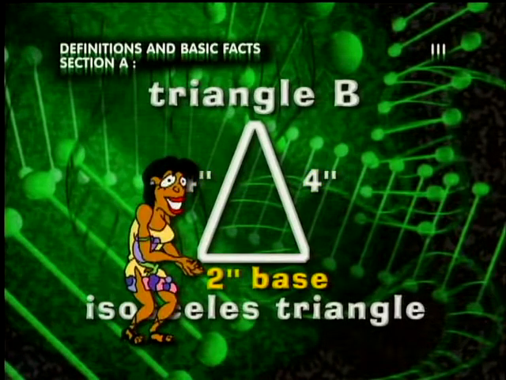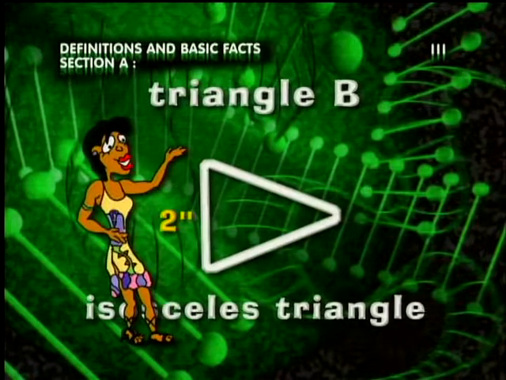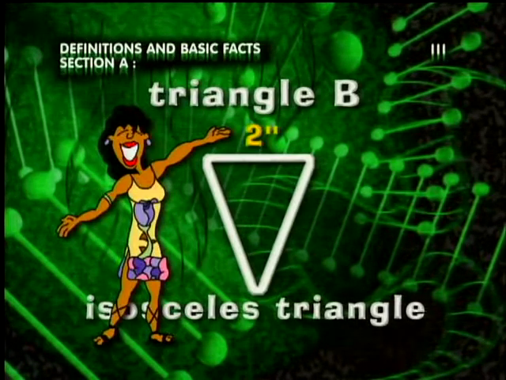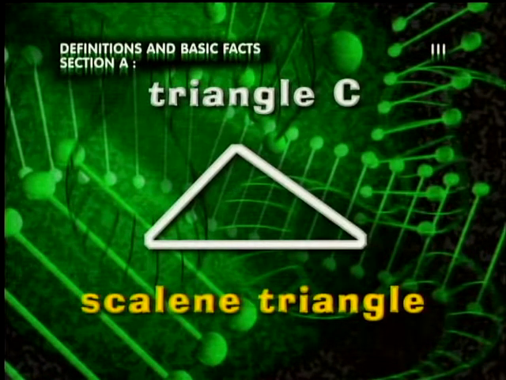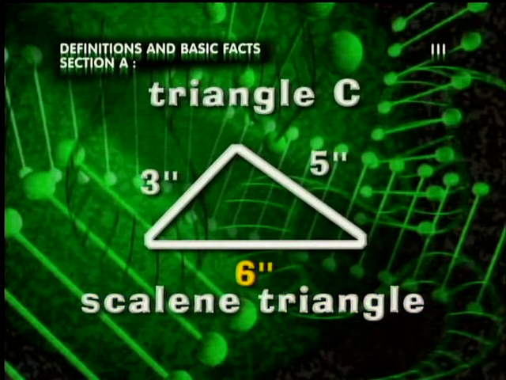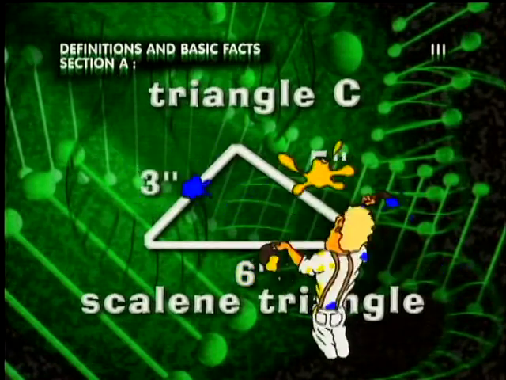We call the other side the base. The base can be on any side. Like, if we turn triangle B on its side or upside down, its base is still 2 inches. Triangle C is scalene, which means it has no congruent sides. It's just a mess. It's all over the place. So those are the 3 ways to describe triangles by the length of their sides.